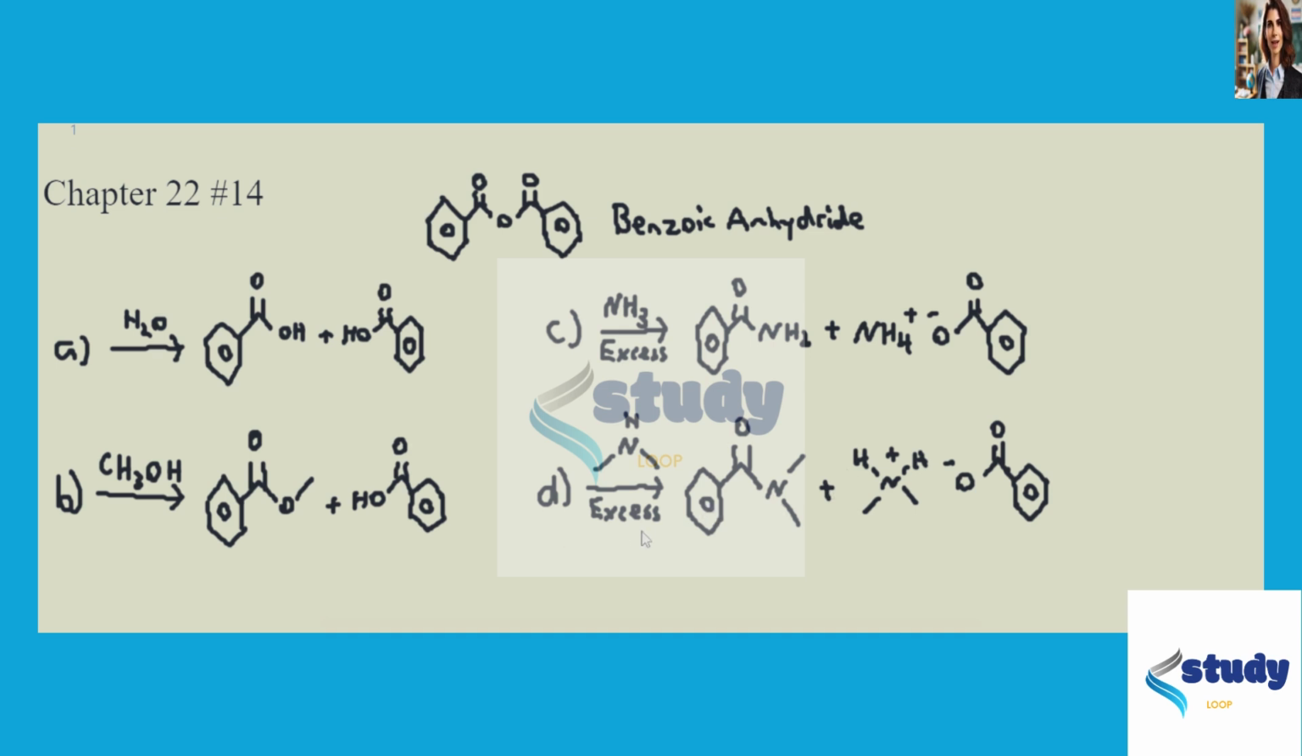And so again, we see the same thing for D, probably a little less reactive since there's the 2 methyl groups, but still reactive enough. So we get very similar products as to C. We get the amide for one side of the anhydride, and the other side forms the salt with the protonated dimethylamine. And so that's a pretty good overview of the reactivity of these anhydrides, and that is the answer to Chapter 22, problem number 14.